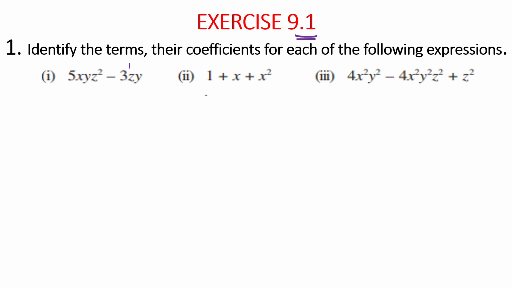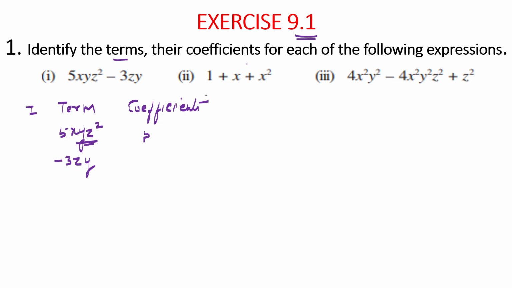Very easy exercise. Identify the terms and their coefficients for each of the following. Look at the first: what terms do I have? The first term is 5xyz square and the second term is 3zy. Clear? And now what do I have to find? The coefficients. So the coefficient of xyz square is 5 and the coefficient of zy is minus 3.